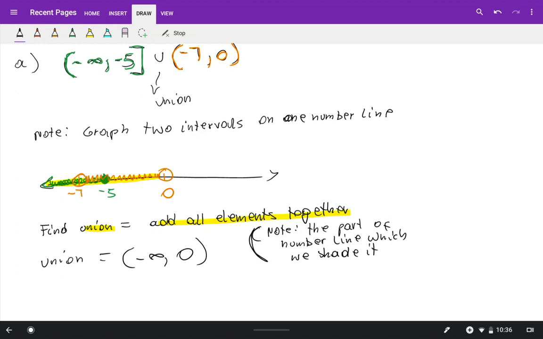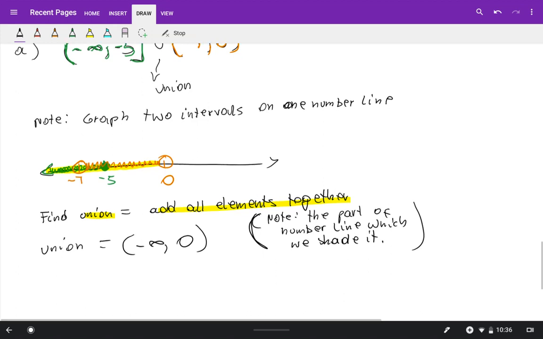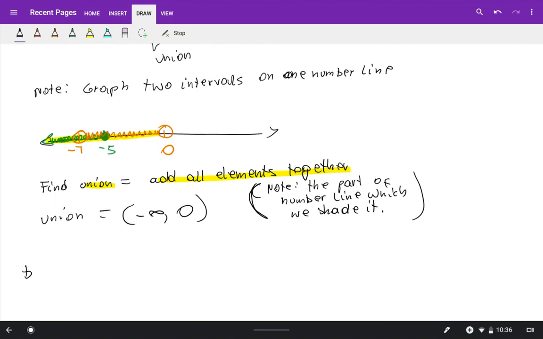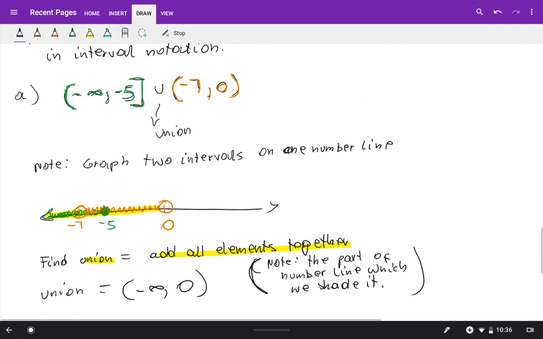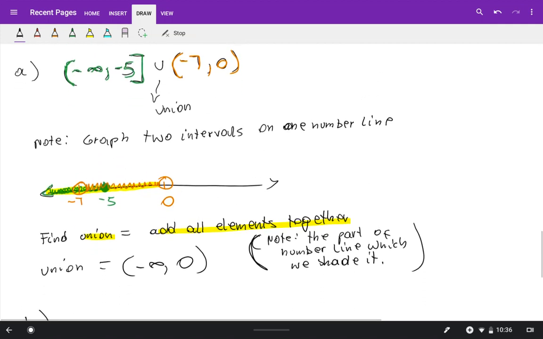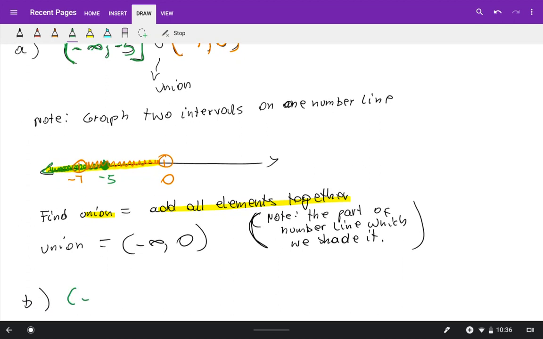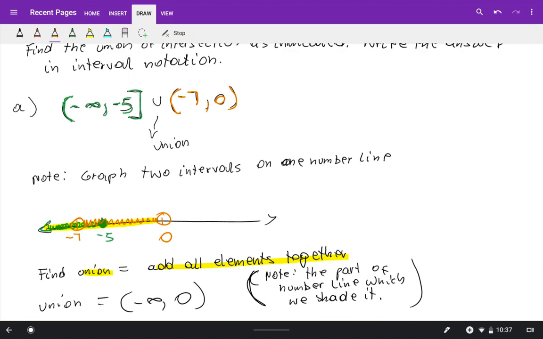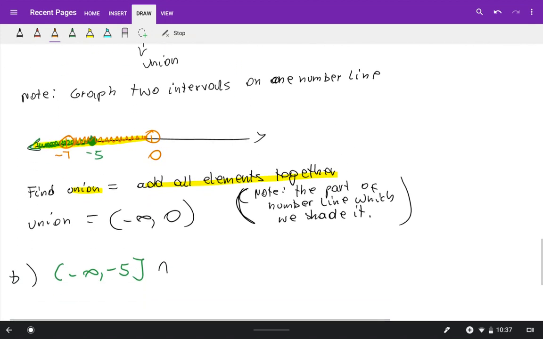Okay, it's not overlapping. It's just the part of the number line which we shaded. Okay, so let's practice more. Now what I want you to do, I want you to find the intersection in example B. So we're going to find the intersection of those two sets. So let's find the intersection from negative infinity to negative 5. That was the first interval. And we're looking for intersection. And the second interval is the same, from negative 7 to 0.